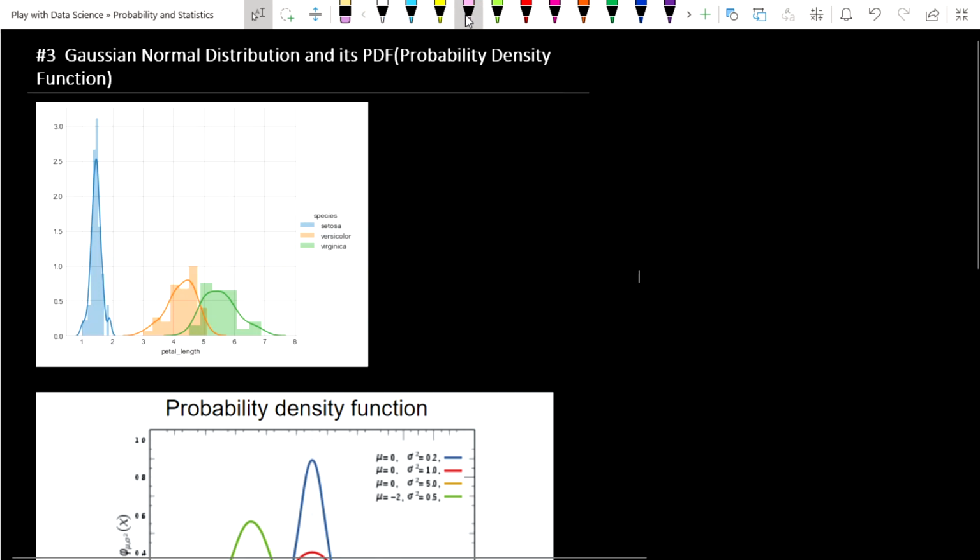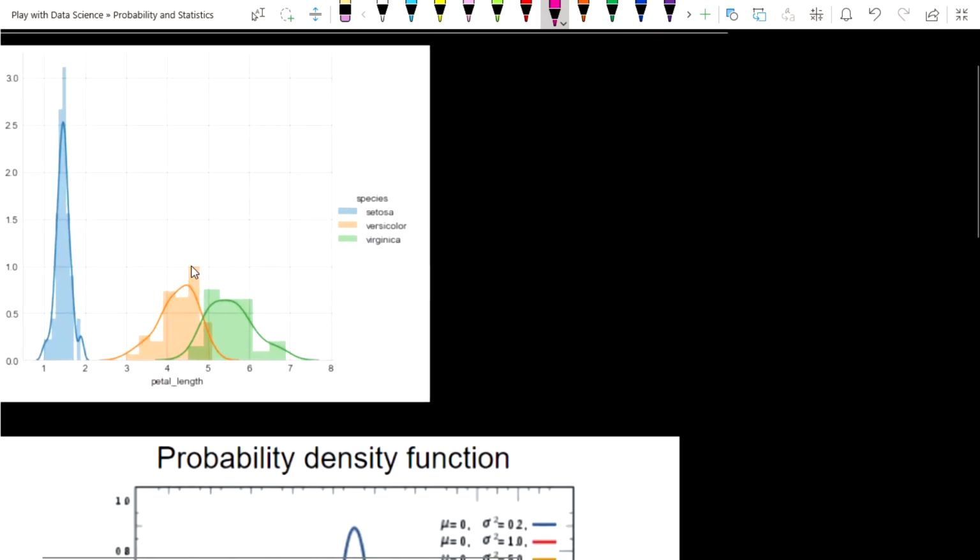Gaussian distributions and their probability density functions. So let's see what the actual Gaussian distribution is and why we actually need to learn it in the machine learning chapter. Okay, let's see step by step. Gaussian distributions means, I am just taking these examples and zooming in for better understanding.